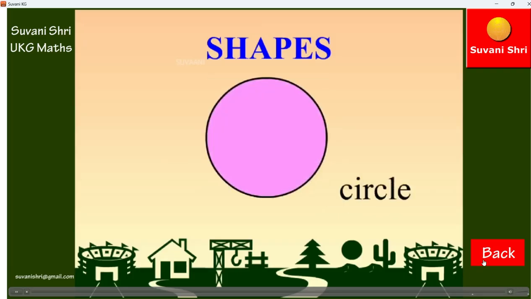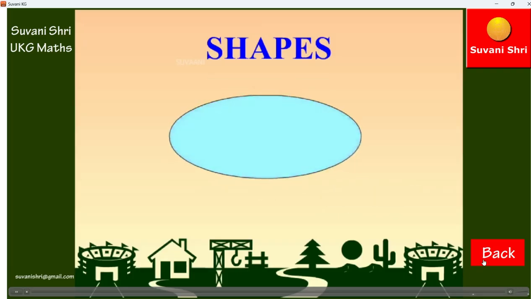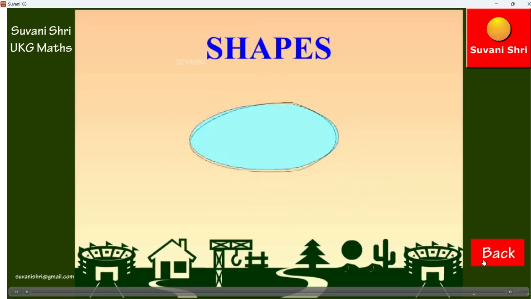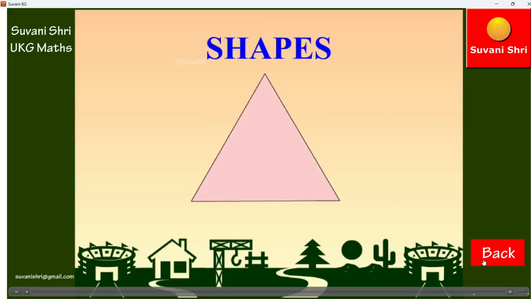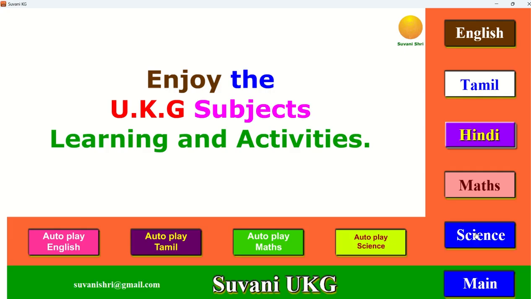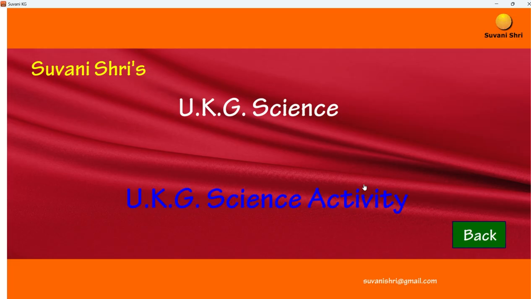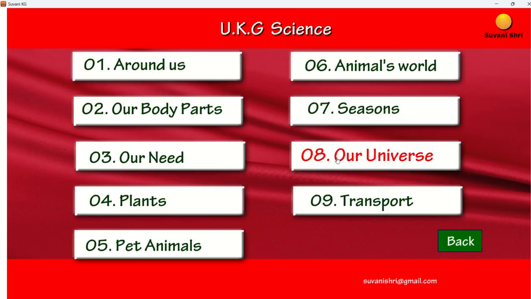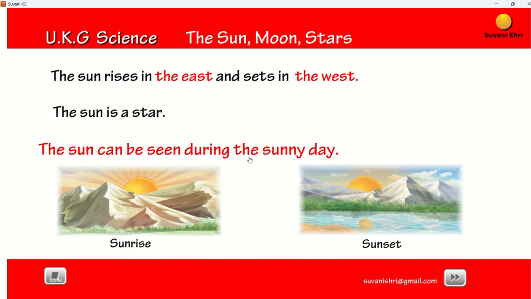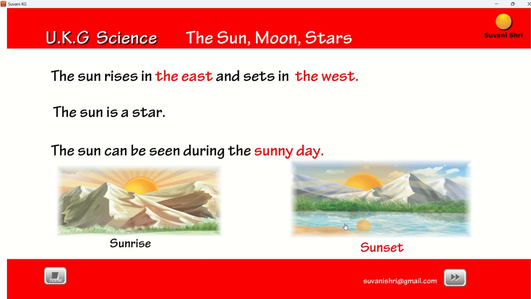Circle, oval, triangle. Match the correct shape. The sun can be seen during the sunny day.